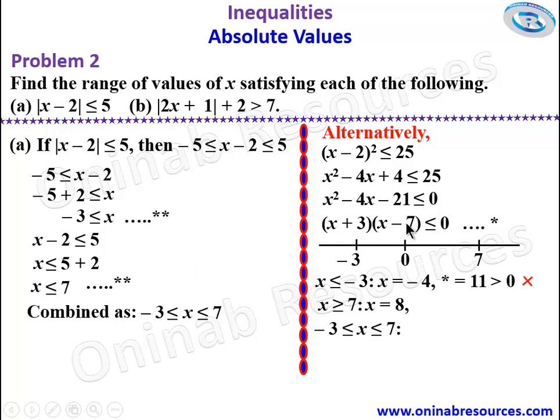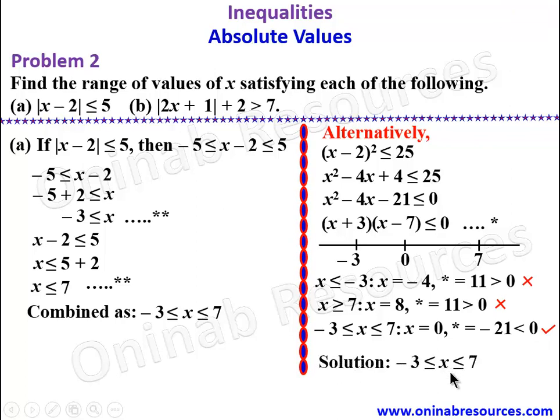This is 11 times 1, which is still giving us 11, and it's greater than 0. It's not going to be part of our solution also. And for negative 3 less than or equal to x less than or equal to 7, we are picking x equal to 0 there. Putting this, we are going to have negative 21, and this is less than 0, and our inequality symbol is less than 0. That is forming our solution, so that we have our solution as negative 3 less than or equal to x less than or equal to 7.